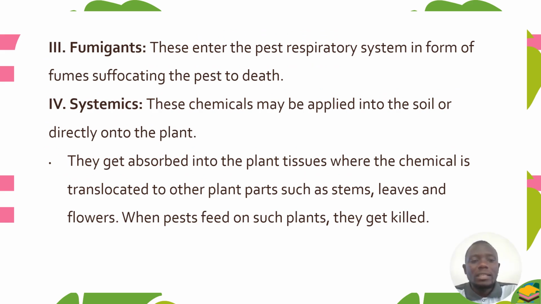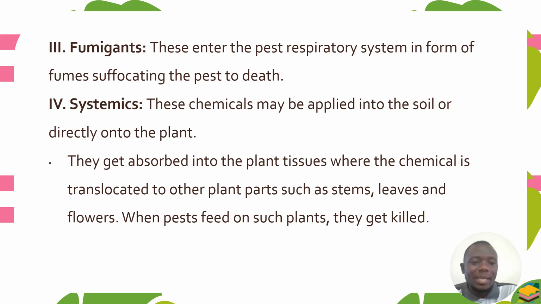Then we've got fumigants. These pesticides enter the pest's respiratory system in the form of fumes or gas, thereby suffocating the pest to death. It's just a gas which enters into the pest through the respiratory system, and what follows is suffocation and the pest will die. So this kind of pesticide is known as fumigants.